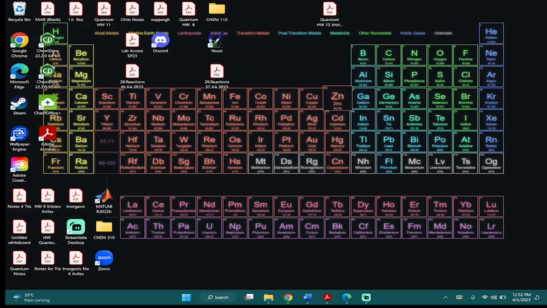Like zinc really only has Zn2+ that it really likes to be in. Same thing with cadmium, mercury. We could have Hg+, but it prefers a 2+ oxidation state. So things with lower oxidation states are typically softer. Things with higher oxidation states are typically harder. So that's why Fe3+ is a hard acid, but Fe2+ is a moderate acid.